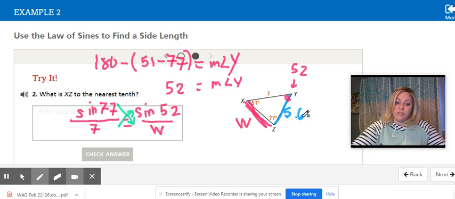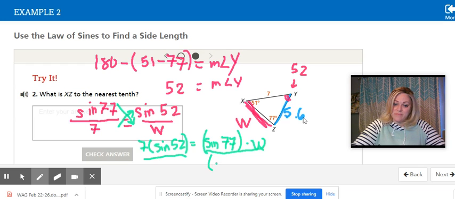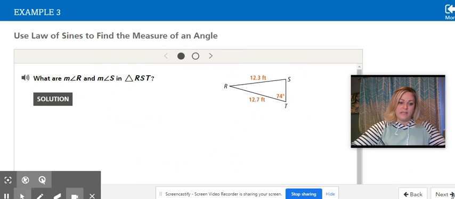And remember, double check, triple check that your calculator is in degrees. Sine 52 should equal sine 77 times W. When you divide by sine 77 on both sides, you will solve for W. And I'm going to leave that up to you. So sine 77. Plug that in and double check those answers.